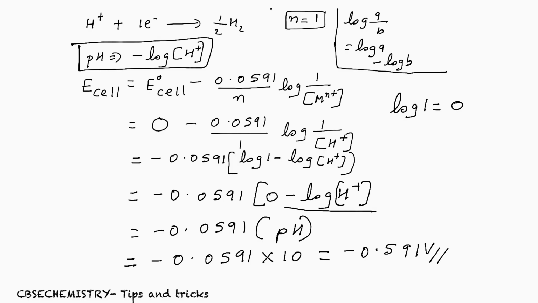So for doing this, you must know pH is equal to what? Minus log H plus. You must know log A by B is what? Log A minus log B. Then log 1 is equal to 0. And Nernst equation for half cell. This is the equation. And for hydrogen electrode half cell, this is the equation. If you know all these facts, it's a case of numerical, a very easy thing. You can easily do this. Okay. Hope all of you understand.